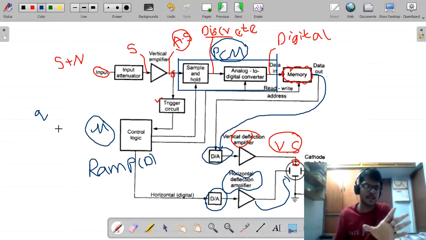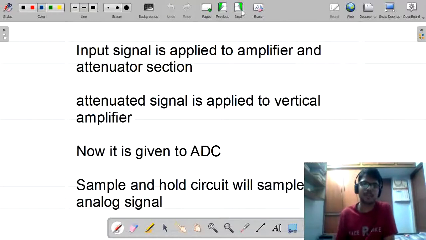The complete process: first, the signal with noise is given to this, and from here it goes to memory storage. Whenever required, from here we can take this memory. So it is called digital storage. That is the complete process.